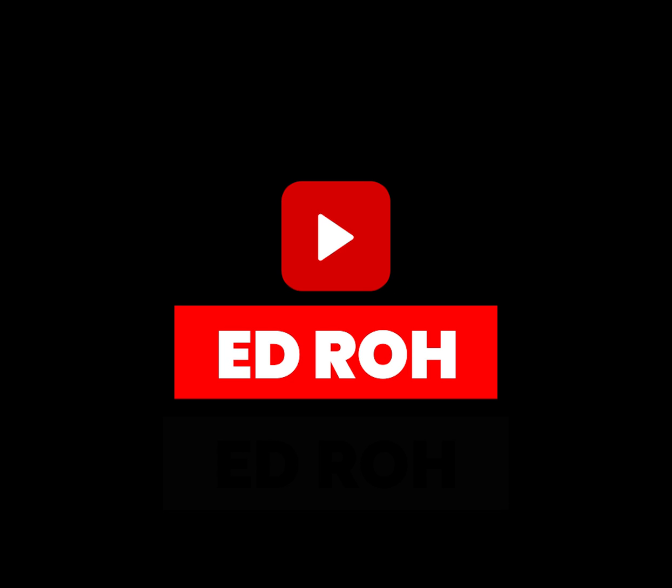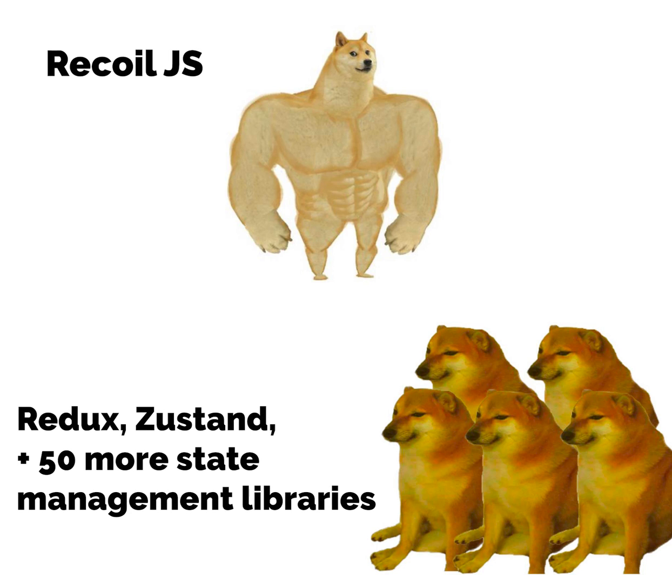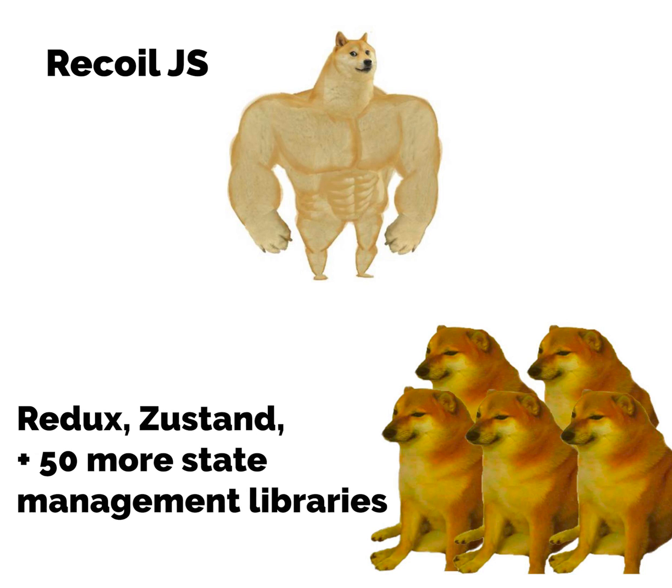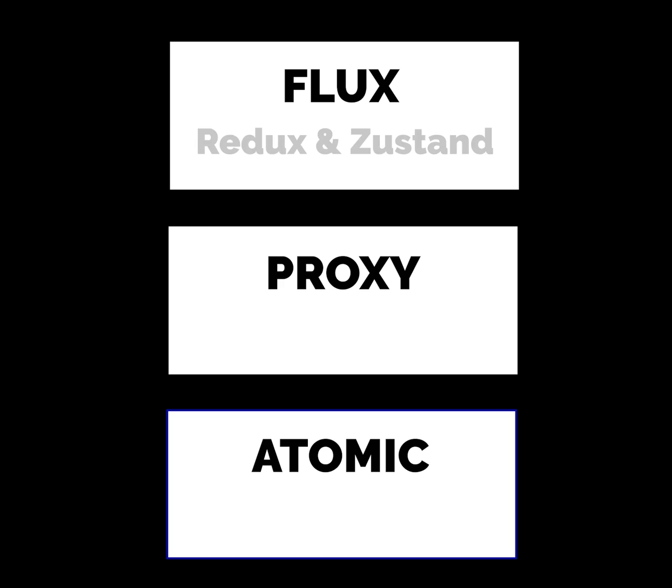Today we'll be talking about a newer state management library for React called Recoil JS. Here we will talk about what Recoil JS is, how it differs from other state management libraries, and whether you should be using it. First, let's talk about some comparisons and see where Recoil fits in among the other state management libraries. Currently, we can separate each state library into three different categories: Flux, Proxy, and Atomic.